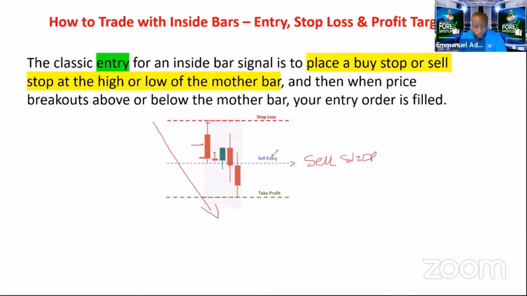Then you take profit, depending on the system you are using. You can use a 1-to-1 risk to reward ratio. You can use a 1-to-2 risk to reward ratio. It depends on the system you are using.